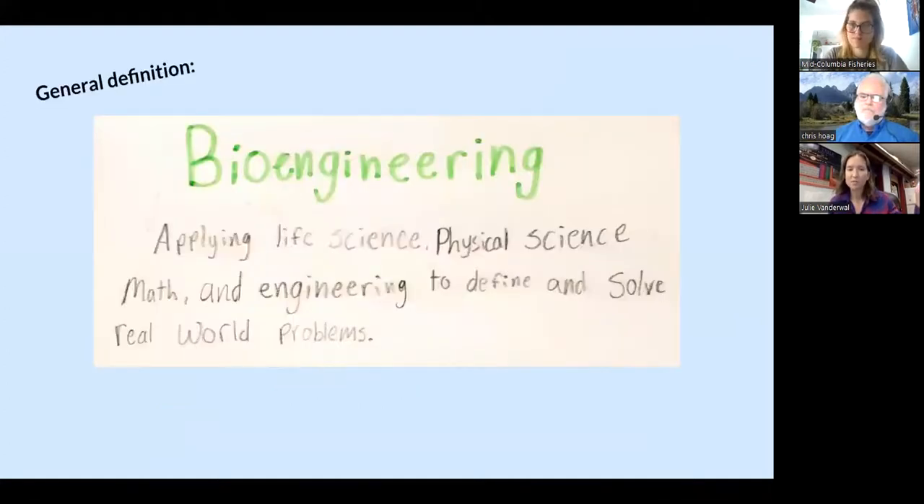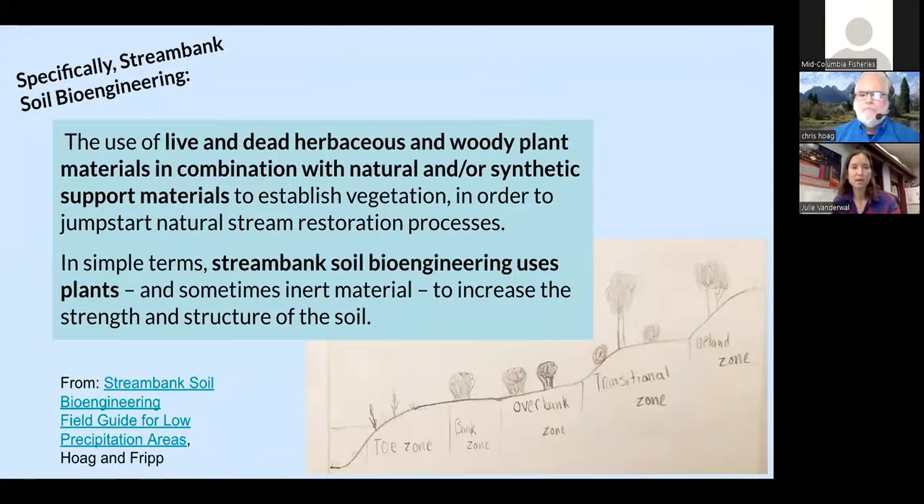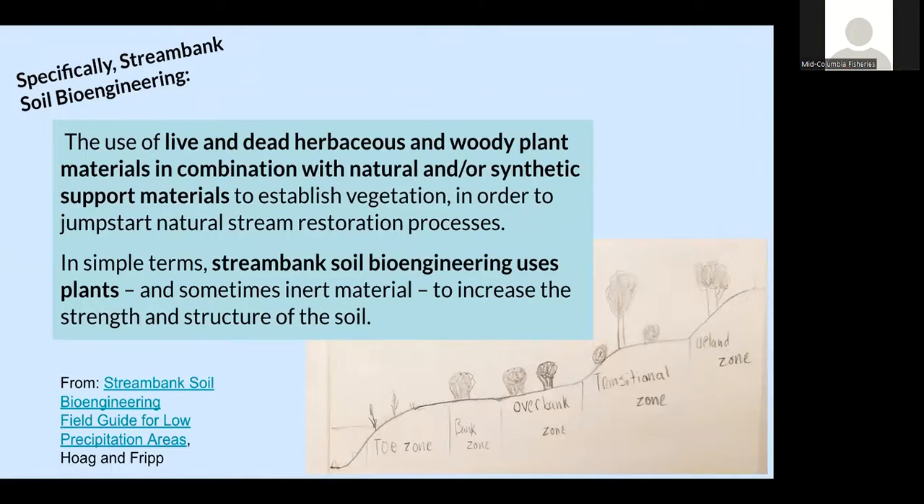To start off, just in general, to make sure that we're on the same page, what is bioengineering? This is applying life science, physical science, math, and engineering to define and solve real world problems. But this is a very big field, so for today we're focusing specifically on streambank soil bioengineering. Not everybody is familiar with that. Basically, it's using live and dead plant materials in combination with natural and or synthetic materials to establish vegetation, and the goal is to jumpstart natural stream restoration processes.